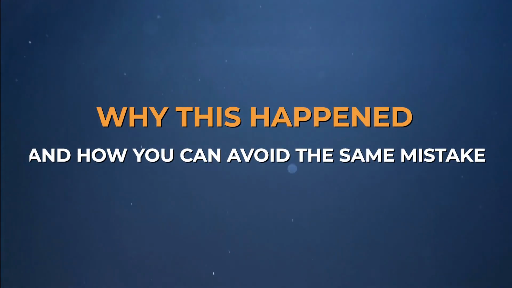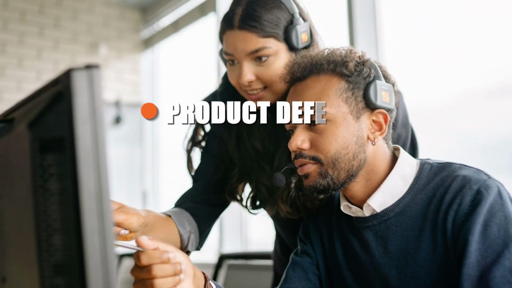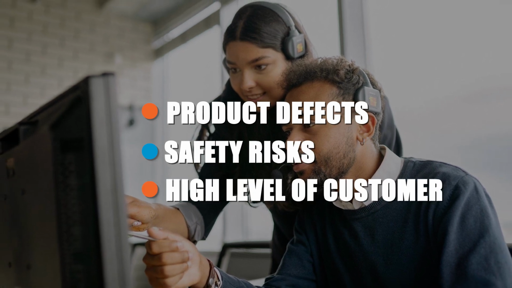Let's look at why this happened and how you can avoid the same mistake. Why spreadsheets aren't enough for calibration management? Spreadsheets can work for tracking calibration, but once you have more than 20 tools or precision instruments, they quickly become inefficient and prone to errors, making it difficult to stay compliant and organized. If a calibration is due and no one notices, that tool could remain out of tolerance, creating product defects, safety risks, and a high level of customer dissatisfaction if the product gets to the customer.